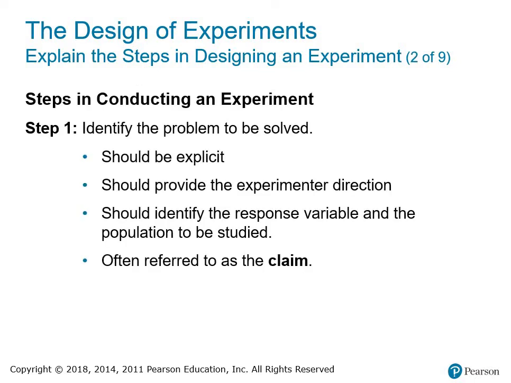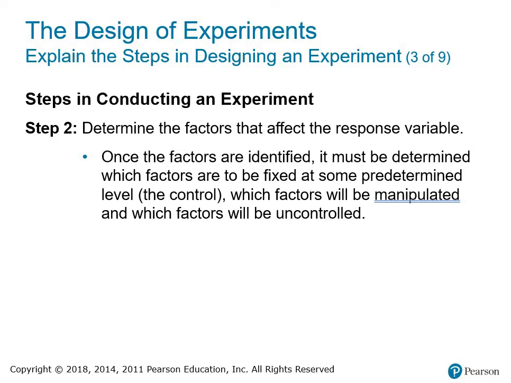The steps in conducting an experiment include, first, identify the problem to be solved. That should be done very explicitly. It should provide the experimenter directions, and should identify the response variable and the population to be studied. This step is often referred to as the claim. The second step is to determine the factors that affect the response variable. Once the factors are identified, it must be determined which factors are to be fixed at some predetermined level, the control, which factors will be manipulated, and which factors will be uncontrolled.